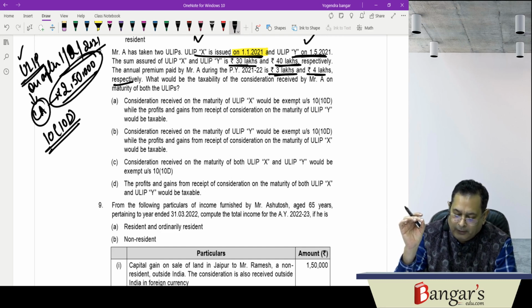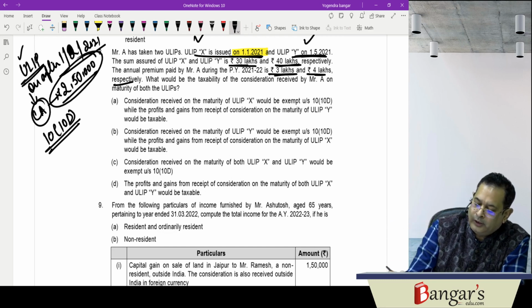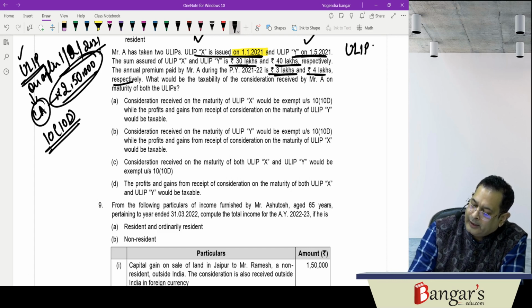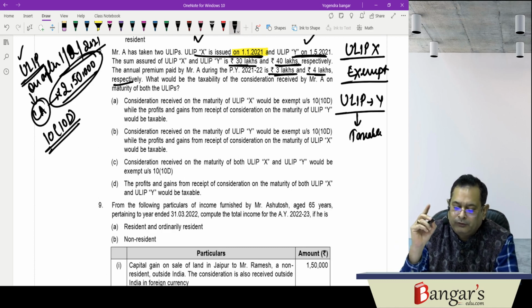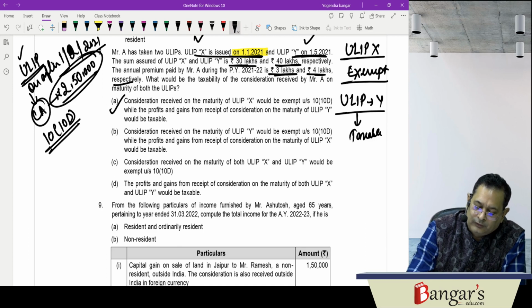What would be the taxability of the consideration received by Mr. A on maturity of both the ULIPs? So ULIP X, it will be exempt. Whatever consideration is received on ULIP Y, it will be taxable. So they say the consideration received on maturity of ULIP X would be exempt under 10(10D), while profits and gains from receipt of consideration on maturity of ULIP Y will be what? Taxable. This is correct.